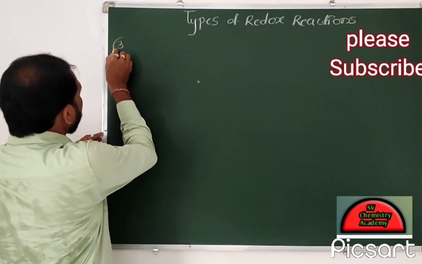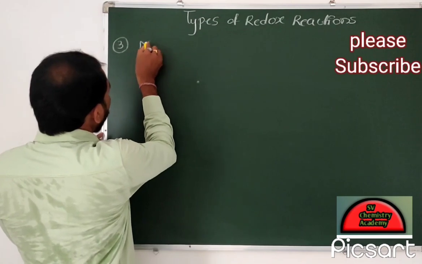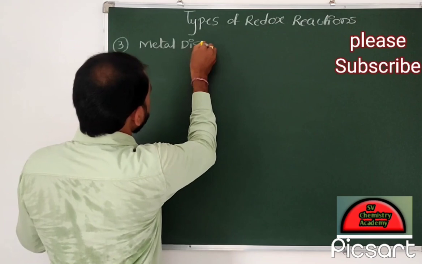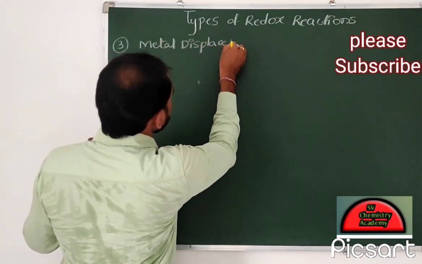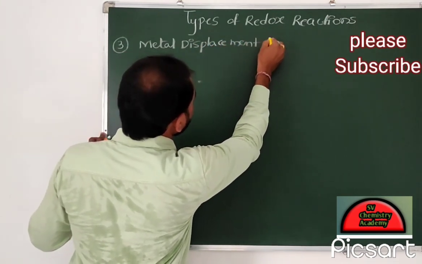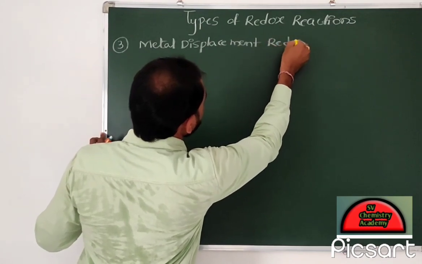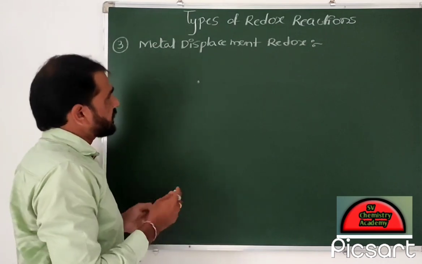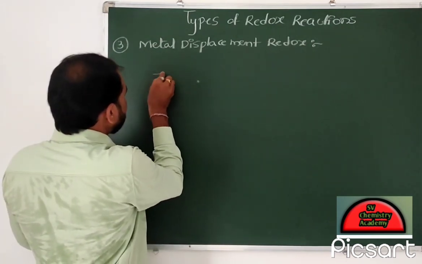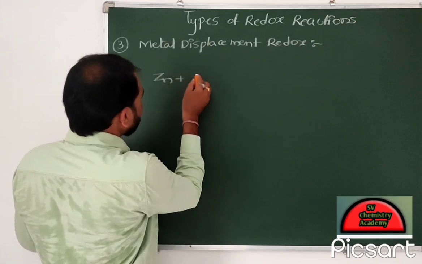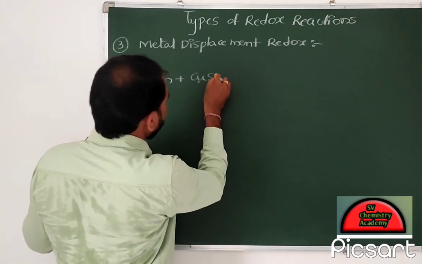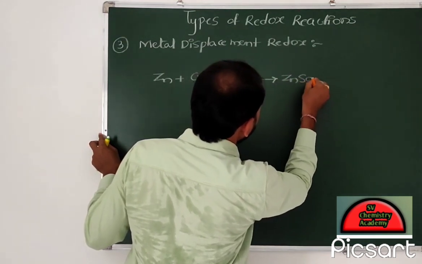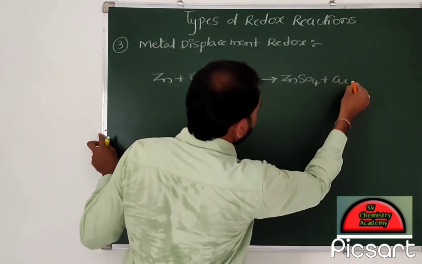Then coming to the next example, I want to type metal displacement redox. Metal displacement redox reaction. So here zinc reacts with copper sulfate. It results in zinc sulfate and copper.